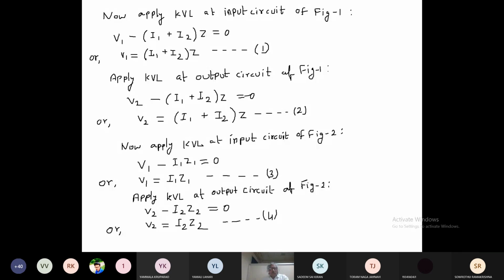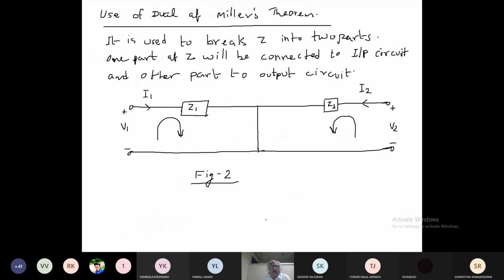So we have two figures. In each figure, we will apply two KVLs, one at the input side, one at the output side, right? And by this, we will get four equations. Now, our aim here is to find out the value of this Z1, right? Because earlier there was Z.